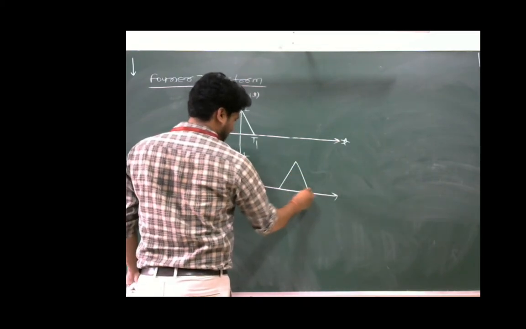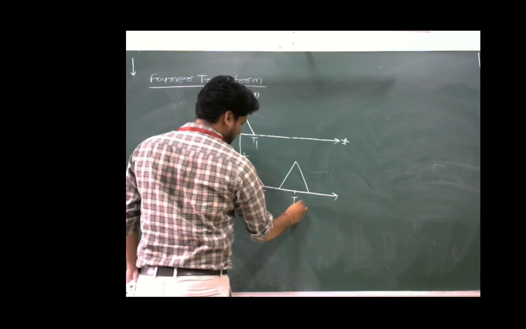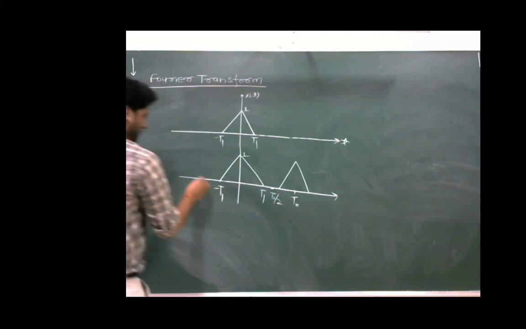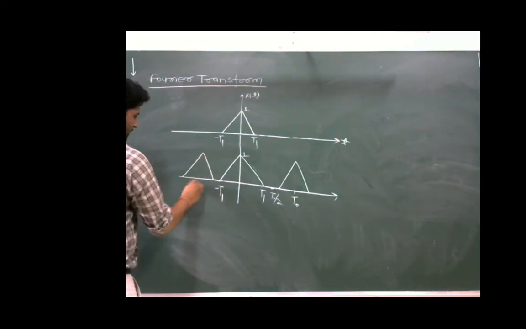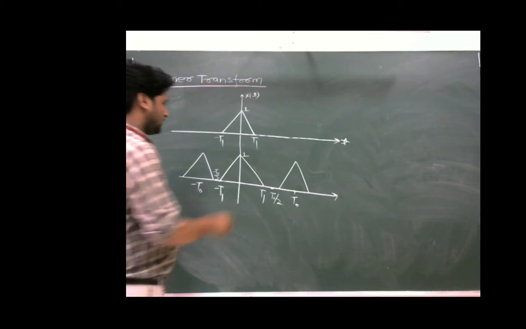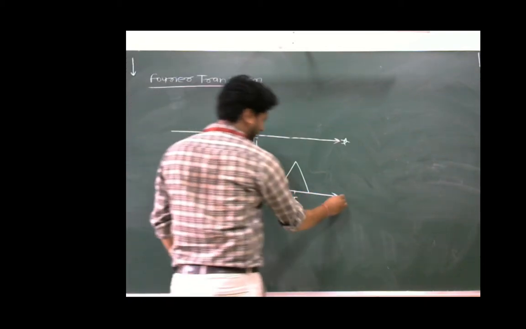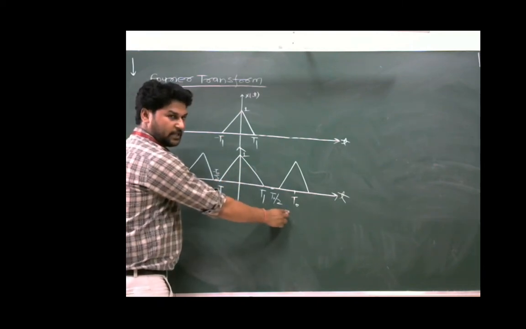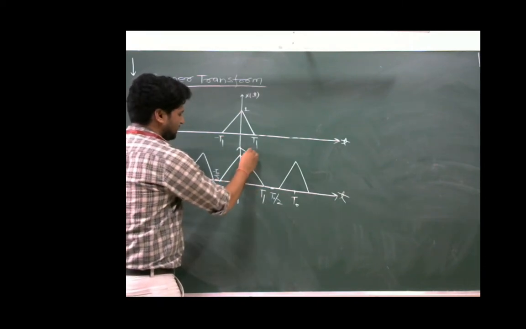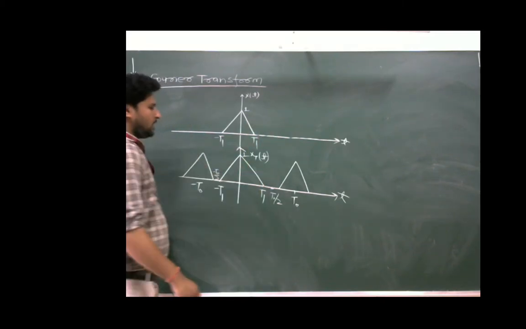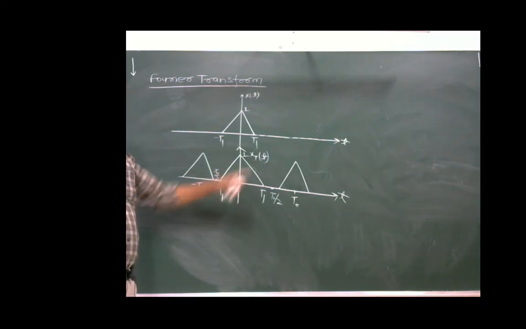Here we repeat it. Suppose the period of the signal is T naught, here T naught by 2, here minus T naught, and here minus T naught by 2. Because this signal x(t) is now a periodic signal with a period of T naught, I will denote this signal as x subscript capital T of t.